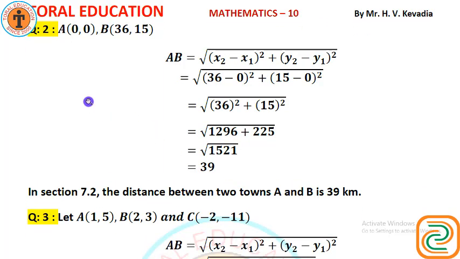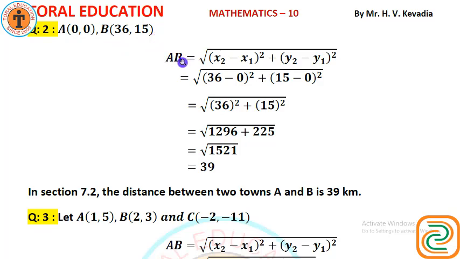Question number 2. Here is written, find the distance between the points 0, 0 and 36, 15. Can you now find the distance between the two towns A and B discussed in section 7.2? Friends, when you watch the video, keep the textbook with you so that you can read the questions. So let A be 0, 0 and B be 36, 15.